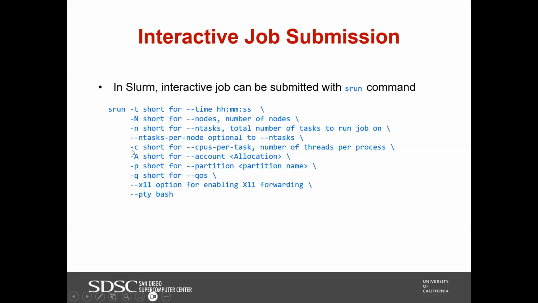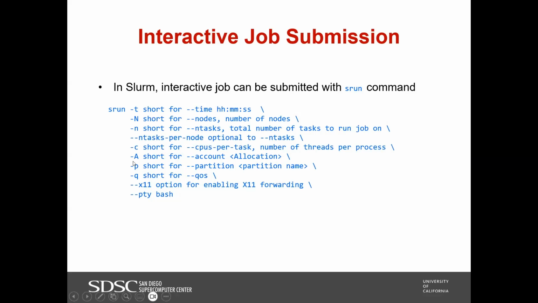And the next line is for you to run the multi-threading jobs, which is -c. It's short for the CPUs per task. SLURM is asking you to give the number of threads per process. You can skip this option, but if you give it, SLURM will know that you're hoping to run some threaded job.